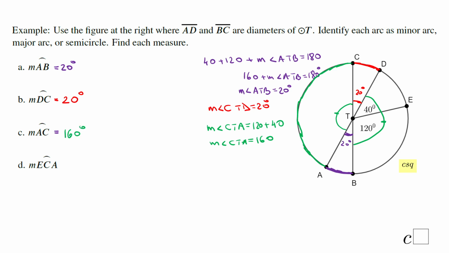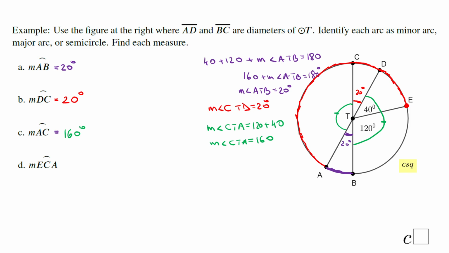And we have a last part. We need to find the measure of arc ECA. ECA. So let me erase a little bit of the picture, so to see what that angle is. And that ECA, you start from point E, go through C. And this is the arc ECA, the red arc you see here.